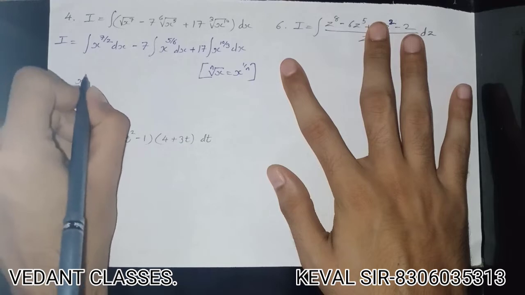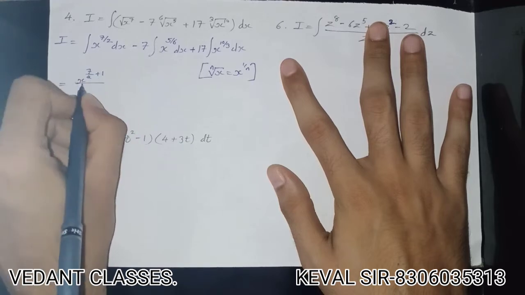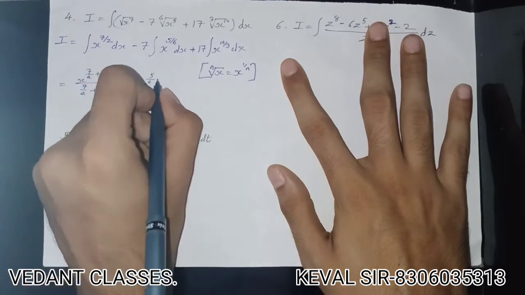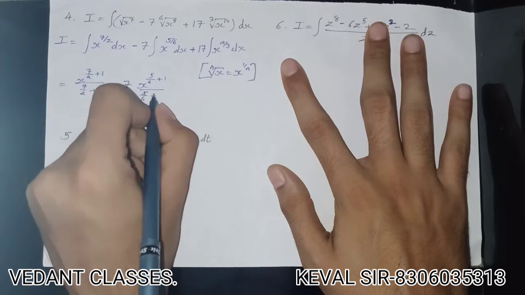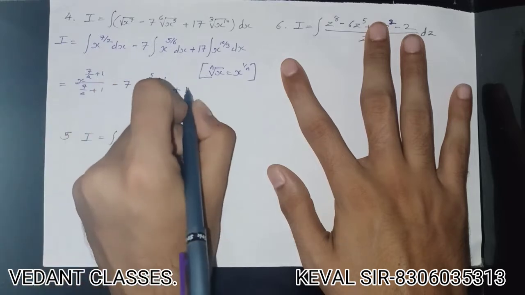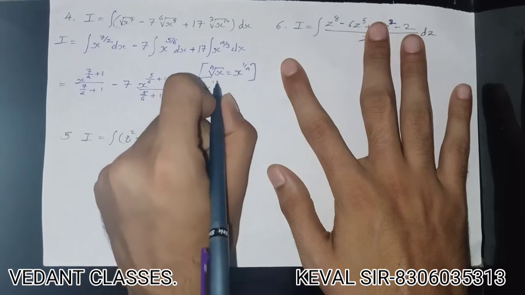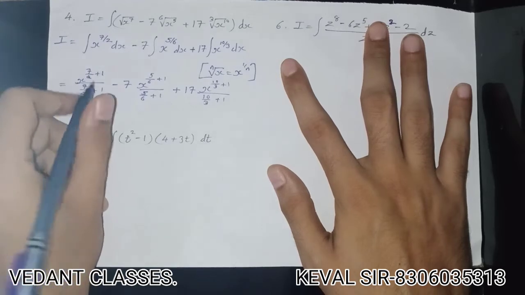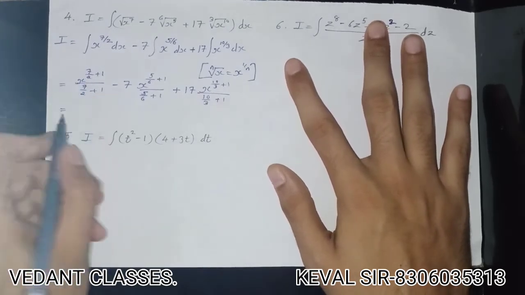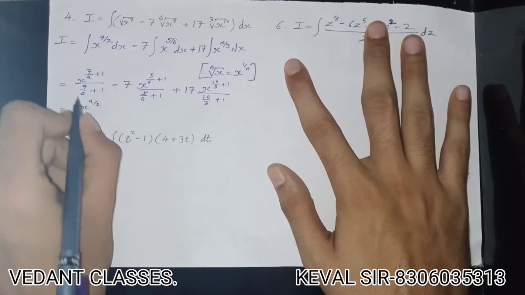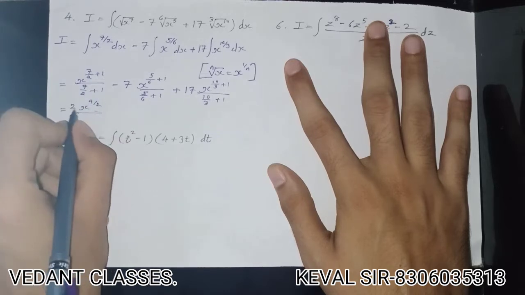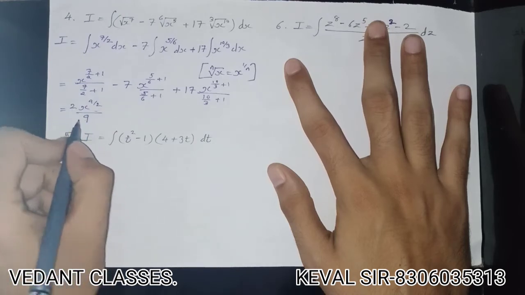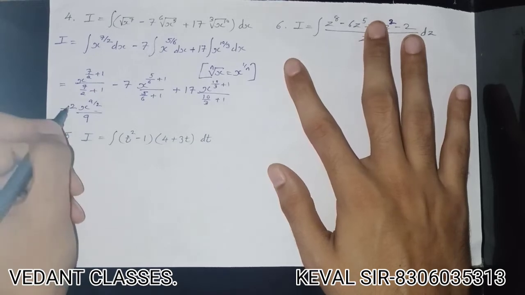This will be x raised to 7 by 2 plus 1 upon 7 by 2 plus 1 minus 7, this will be x raised to 5 by 6 plus 1 upon 5 by 6 plus 1 plus 17, this will be x raised to 10 by 3 plus 1 upon 10 by 3 plus 1. So simply, you can see 9 by 2, so this will be x raised to 9 by 2 upon 9 by 2 again. So can we write 2 by 9? It will be 2 by 9, taking this denominator into the numerator.